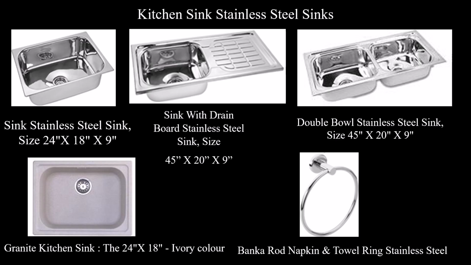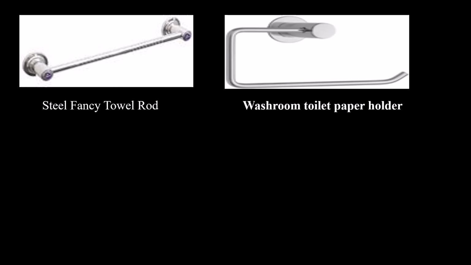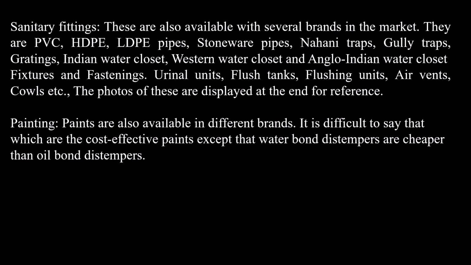sink with drain board, double bowl stainless steel sink, bunker rod or napkin and towel ring stainless steel, granite kitchen sink, they are all available for kitchen sink. Steel fancy towel rod, washroom toilet paper holder. These are just examples. There are varieties of shapes and different materials available in the market.